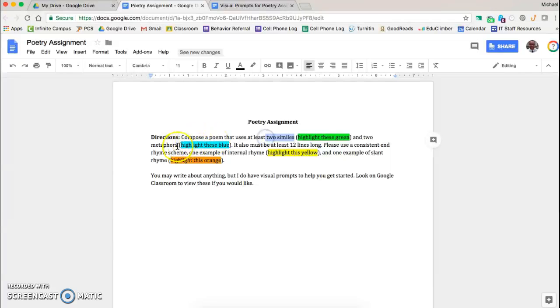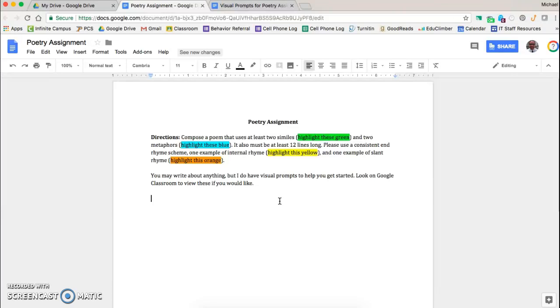There's several things you need to make sure that you do, so you need to use at least two similes, at least two metaphors. It has to be at least 12 lines long. It has to have a consistent rhyme scheme, one example of internal rhyme, and one example of slant rhyme. Okay, so I know that seems like a lot, but as I get going, hopefully you see that this isn't too overwhelming.